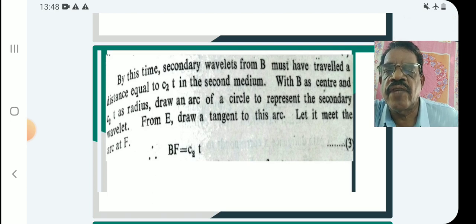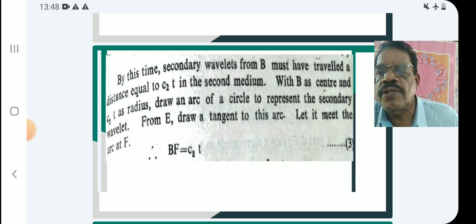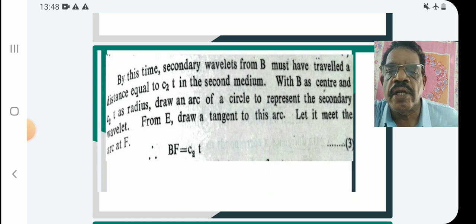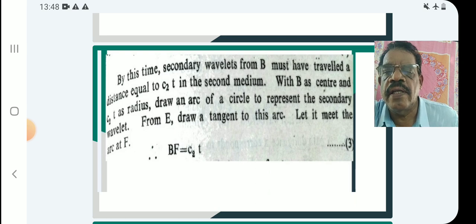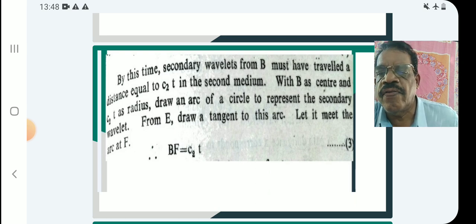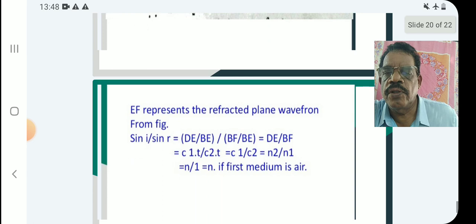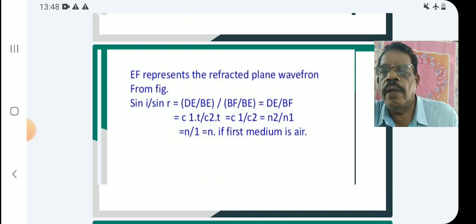By the time, the secondary wavelets from B must have traveled a distance equal to C2T in the second medium. With B as center and C2T as radius, draw an arc of a circle to represent the secondary wavelet. From E, draw a tangent to this arc. Let it meet at F. Then BF is equal to C2T. EF represents the refracted wave front.